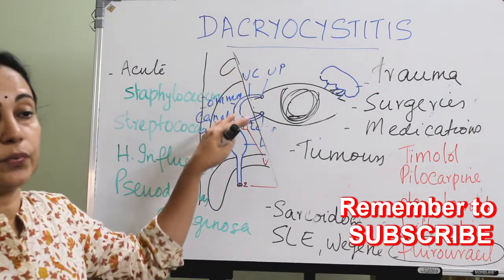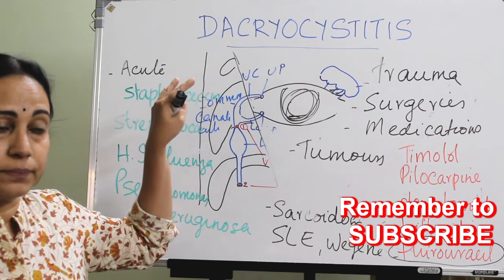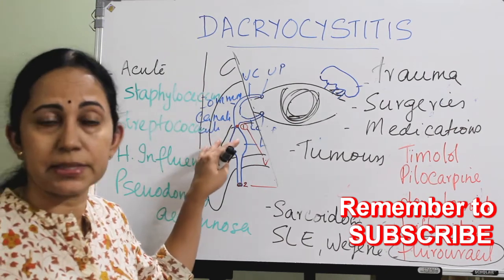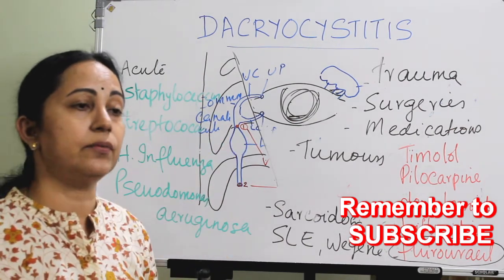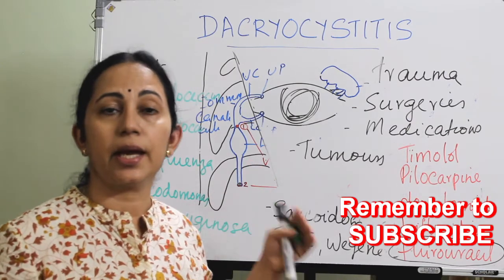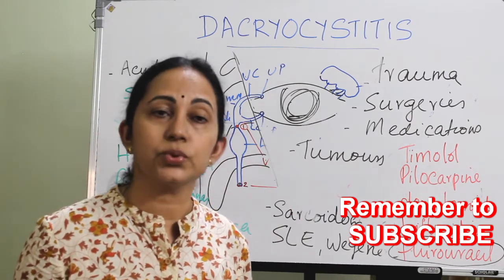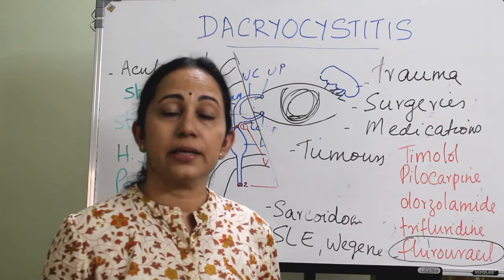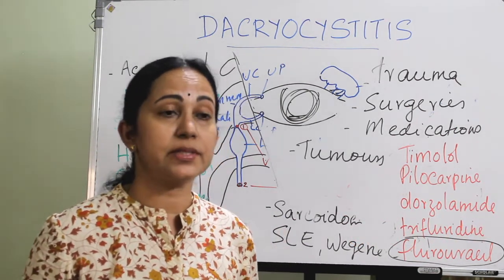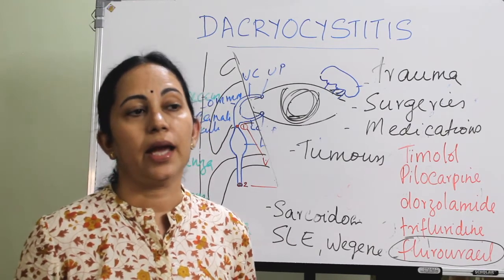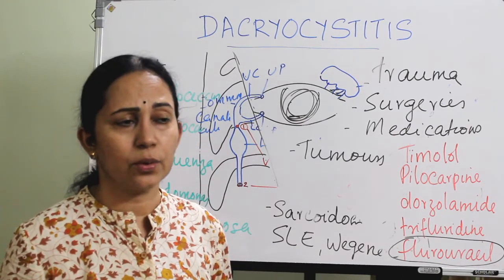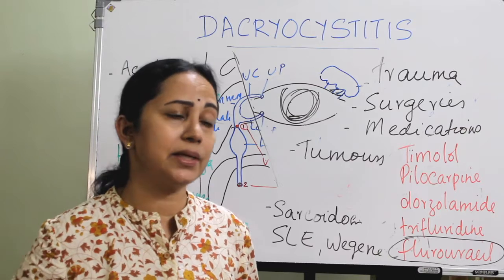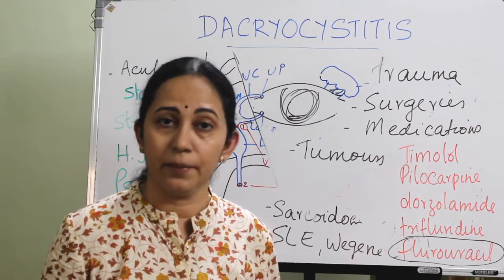The whole of this amniotic fluid will get collected within the lacrimal sac, and after delivery this will cause infection and it will cause dacryocystitis. So that is a cause of congenital dacryocystitis. This congenital dacryocystitis gets manifested immediately after delivery, and though very rare, it is more commonly seen in female children than in male children.